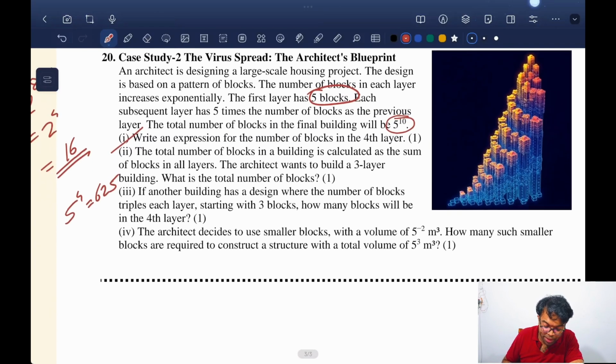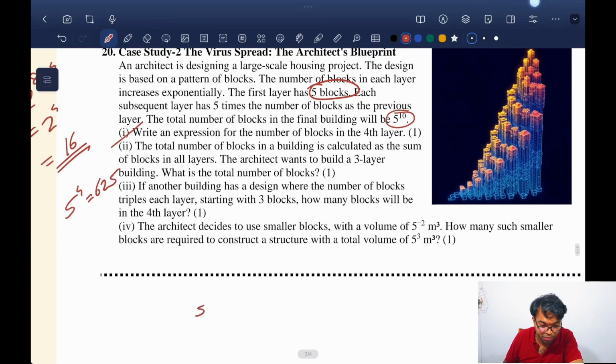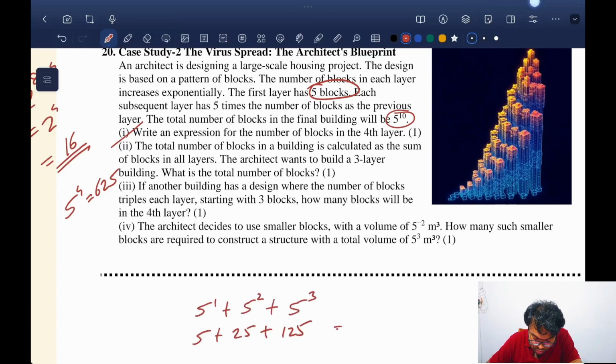तो पहले लेयर में कितने ब्लॉक्स होंगे? 5 प्लस दूसरे लेयर में कितने हो गए? 5 स्क्वायर प्लस तीसरे लेयर में कितने हो गए? 5 क्यूब. So 5 plus 25 plus 125. What did you get? Wait. What should I put? Wait. What is the total number of blocks? नहीं रीत.